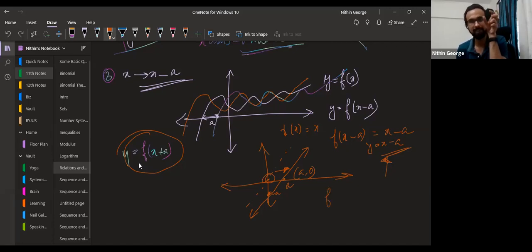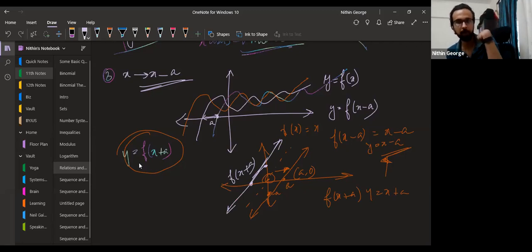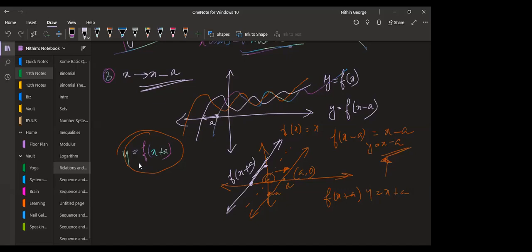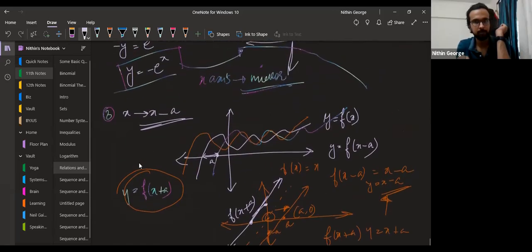Now, if I say f of x plus a, you know what to do. Y is equal to x plus a. So then what will happen is, you put x equal to 0, y equal to plus a. Put y equal to 0, x equal to minus a. So minus a comma 0, 0 comma plus a. So this becomes f of x plus a, which is nothing but y equal to x plus a. Got it, guys? Any doubts here? Please ask if anything.